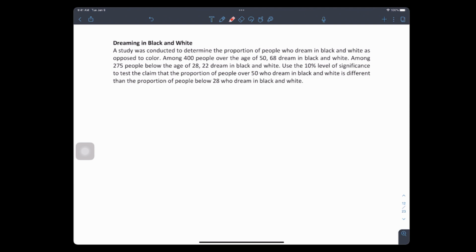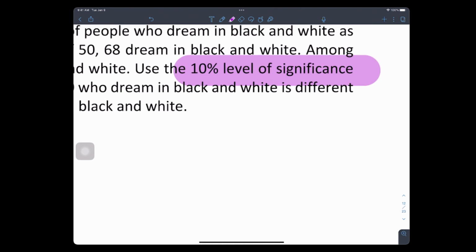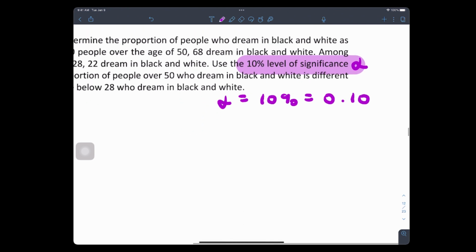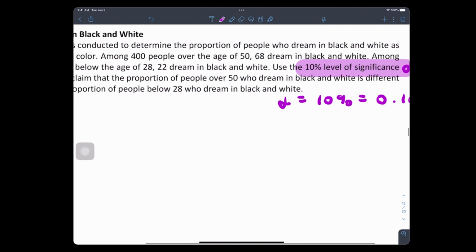A study was conducted to determine the proportion of people who dream in black and white as opposed to color. Among 400 people over the age of 50, 68 dream in black and white. Among 275 people below the age of 28, 22 dream in black and white. Okay, now we're getting somewhere. Use the 10% level of significance. What do I do with that 10%?